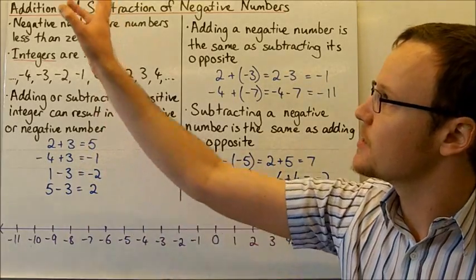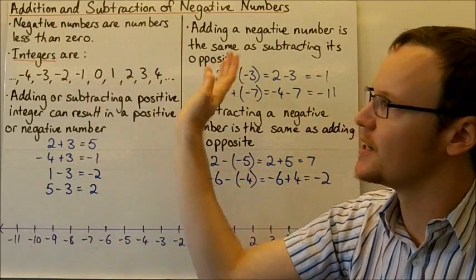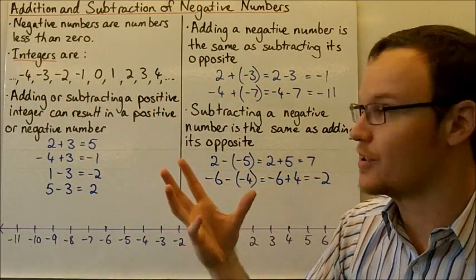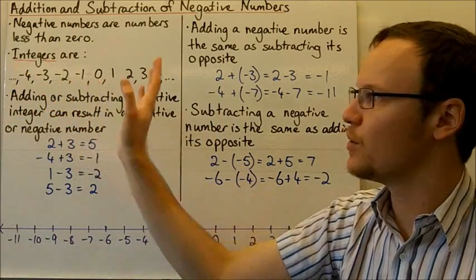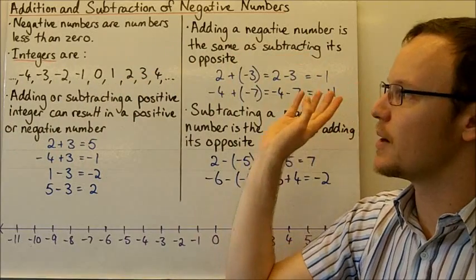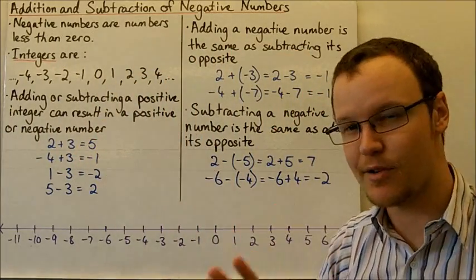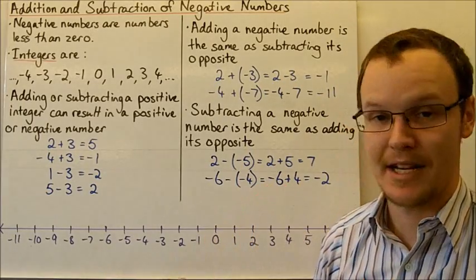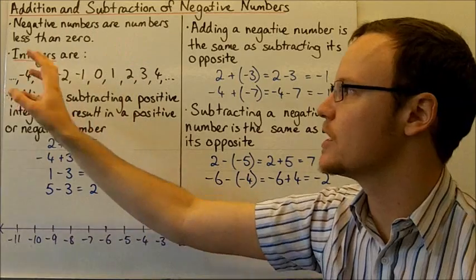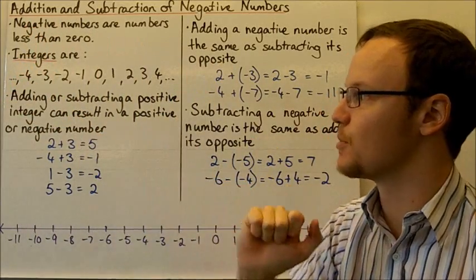Today we're going to look at addition and subtraction of negative numbers. Negative numbers are numbers that are less than zero. Integers is a term that describes all negative numbers, all positive numbers and zero that aren't parts of numbers, so not fractions, decimals or percentages. They're just whole numbers that are negative, positive or zero.